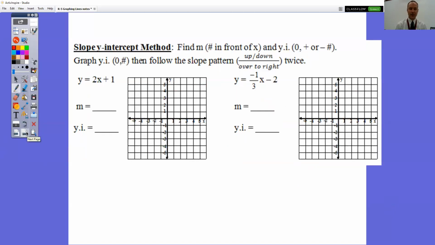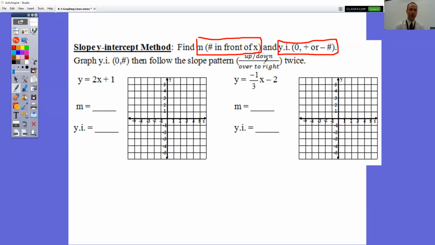And take a look at the last type of question that you're going to be doing today. The last type of question is graphing using the slope Y-intercept method of graphing lines. When you use the slope Y-intercept method, we want to find the slope. The slope is the number that's in front of your X. And you want to find the Y-intercept, which is 0, comma, whatever your plus or minus number is. So we want to find the slope, find the Y-intercept, and then starting at the Y-intercept, we want to graph that point first, and then follow the slope pattern twice. How many up or down, and then how many over to the right.